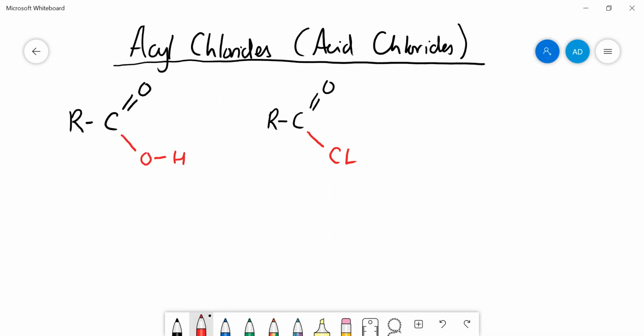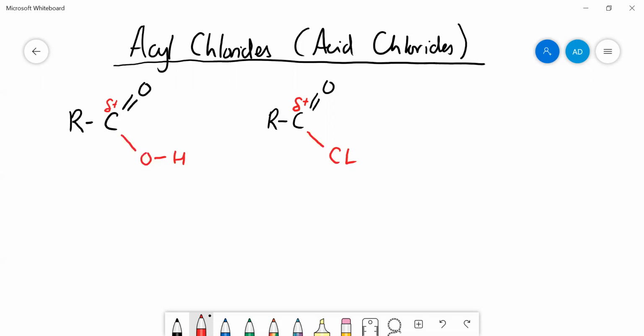Now these are more reactive versions of carboxylic acids. You can react an acyl chloride with an alcohol to form an ester, and the mechanism will be exactly the same. The mechanism will be nucleophilic addition elimination. Okay, so let's just see how this works. Okay, so we've got a delta positive on this carbon. We've got a delta positive on this carbon.